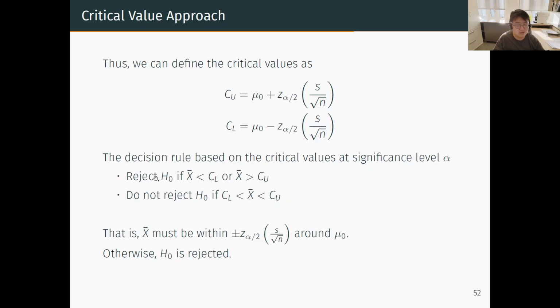As a result, the rejection rule goes like this. We reject the null hypothesis if the sample average is smaller than the lower critical value, or if the sample average is greater than the upper critical value. So outside. But if the sample average is in between the lower and upper critical values, we do not reject the null hypothesis. So this much is the margin. We allow a margin of plus or minus z alpha over 2 times the standard error, s over square root n, around your hypothesis. That's the difference you can accept.